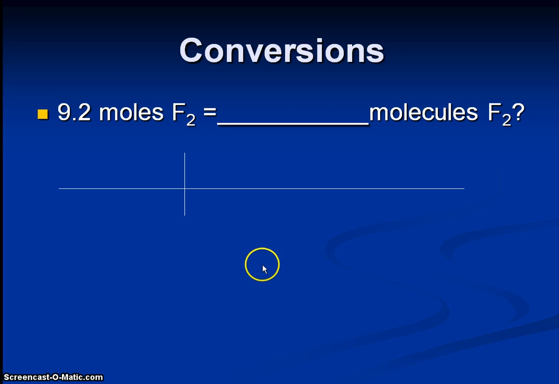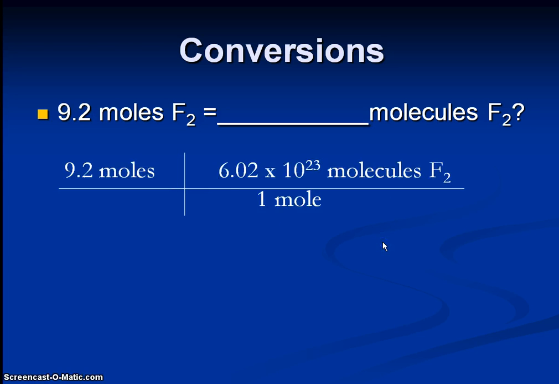Alright, another one, 9.2 moles of F2. So you're going to pull your moles down, molecules goes on top. Make sure you plug in the 1 with the mole and Avogadro's number with molecules. So 9.2 times 6.02 times 10 to the 23rd.